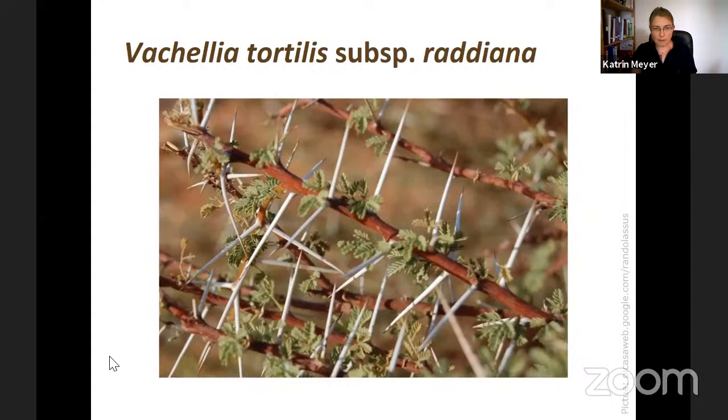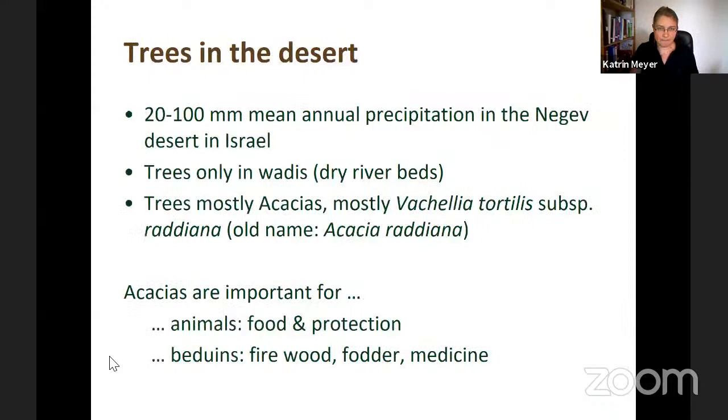If we zoom in a bit, you see it can defend itself, it has quite long spikes because it's being browsed by goats and so on. That's a kind of protection, but the goats get around it. So these acacias are important for animals as food, but also as protection and shade, and also for the local human population, the Bedouins. There they are important for firewood, but also for fodder for the animals, and also for traditional medicinal purposes.